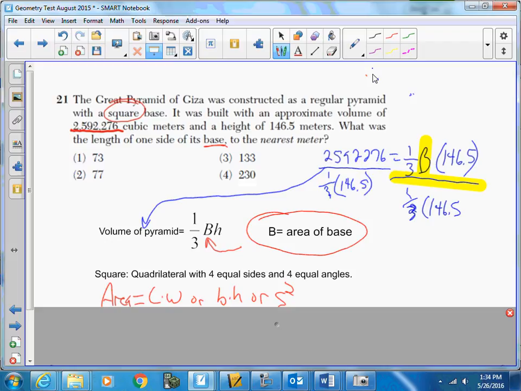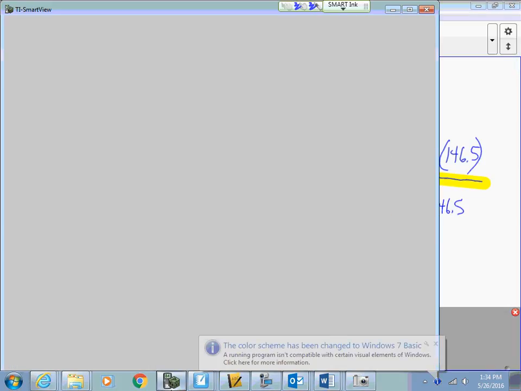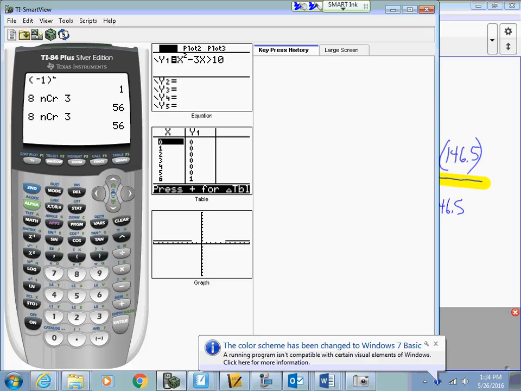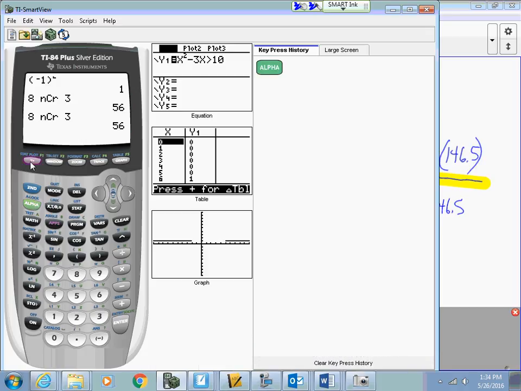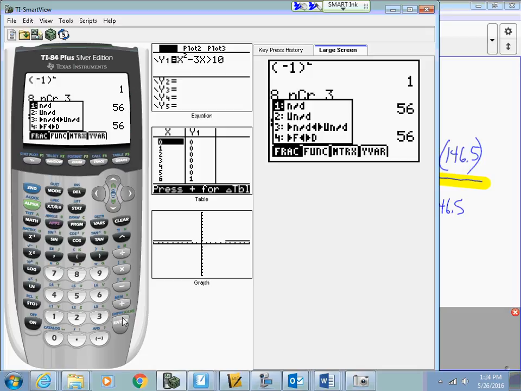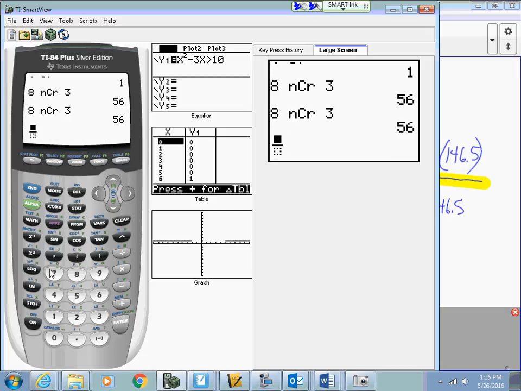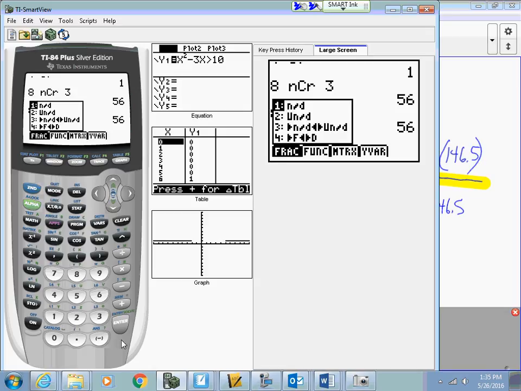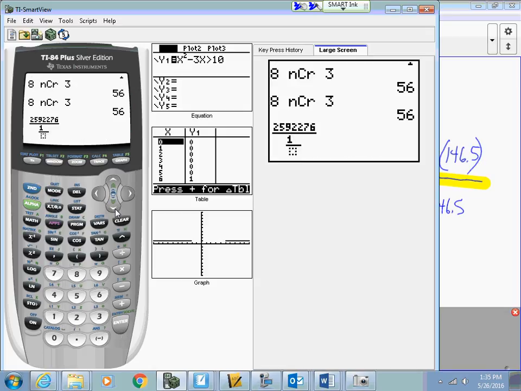All right, so I'm going to go on a calculator and do that. So let's put it in. This is how I would put it in. So I'm going to go calculator and then do my fraction here. So on the top, I'm going to have my 2592276, and on the bottom, I'm just going to go ahead and put the fraction here, because sometimes when you're dealing with fractions and you start using division, it can get kind of messy.